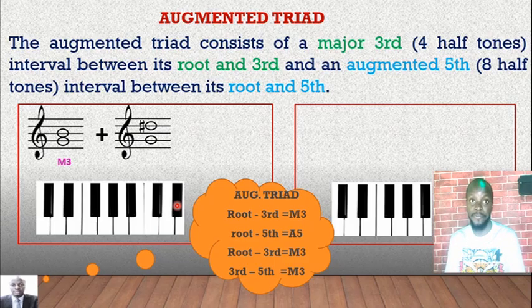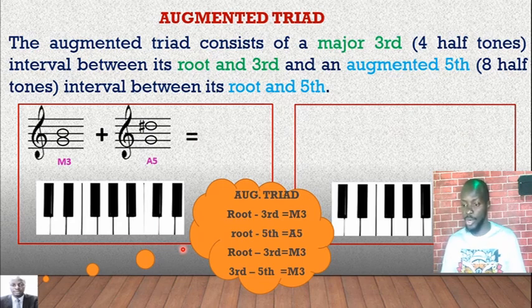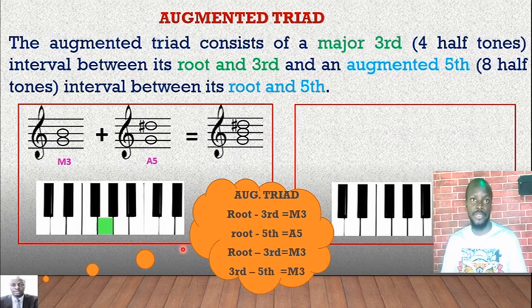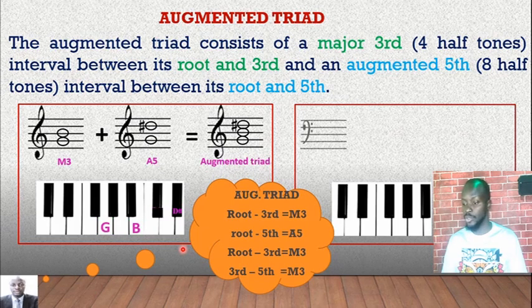Remember, a perfect fifth has 7 semitones, and a diminished fifth has 6 semitones. So that's an augmented fifth, right? When you add these two together, then you have an augmented triad. That's G, B, and D sharp. So that's an augmented triad. Alright, let's go to the next one.